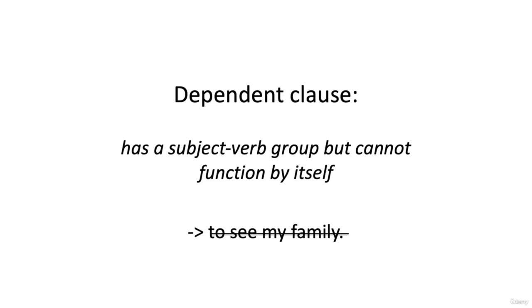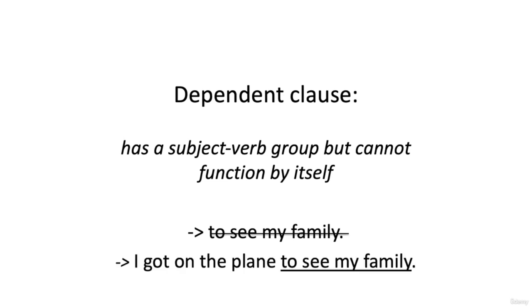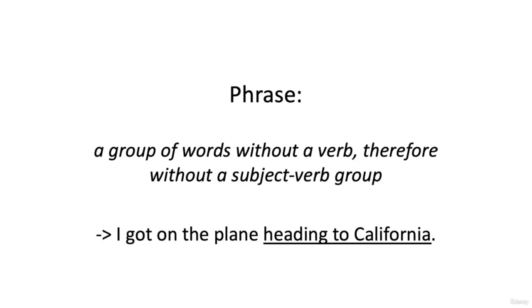I got on the plane to see my family. Now the clause makes sense. A phrase is a group of words without a verb, therefore without a subject-verb group. For example, I got on the plane is an independent clause, and heading to California is the phrase.